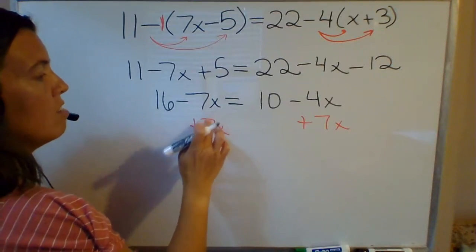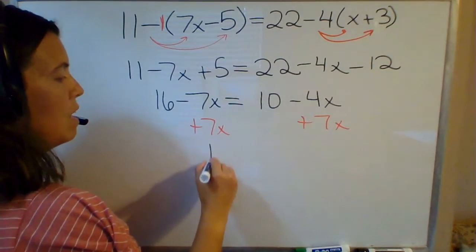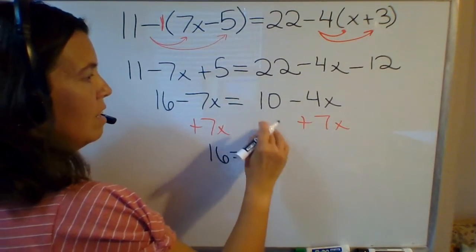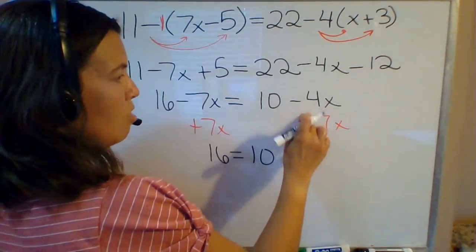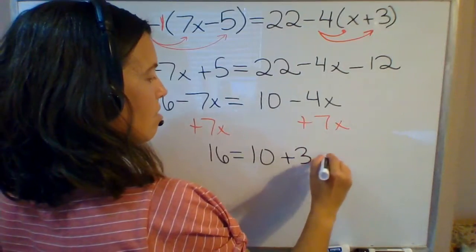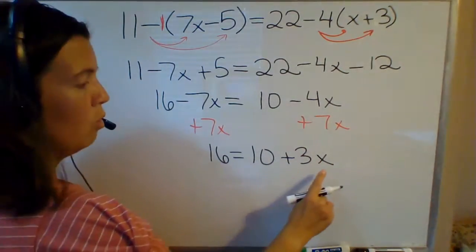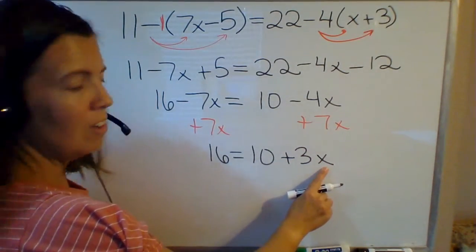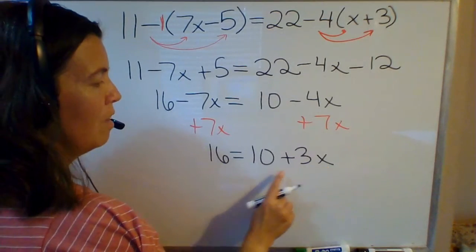Anyway, okay, so minus 7x plus 7x, so that goes away, so we have just 16 on the left side. And then 10 minus 4x plus 7x, so that will leave us with positive 3x. Now the goal is to isolate the variable.